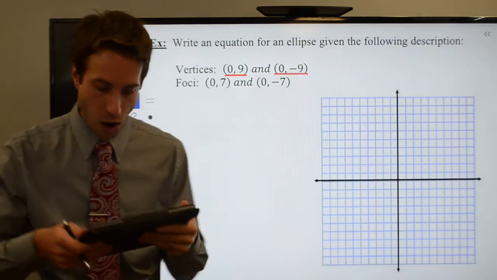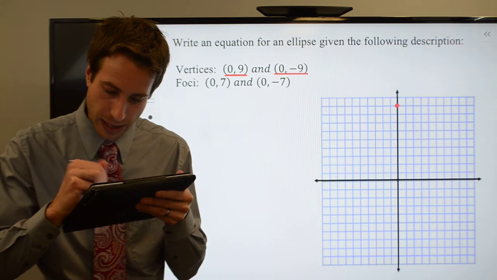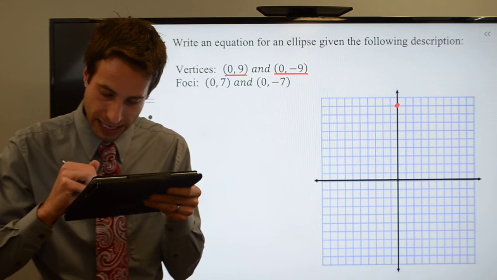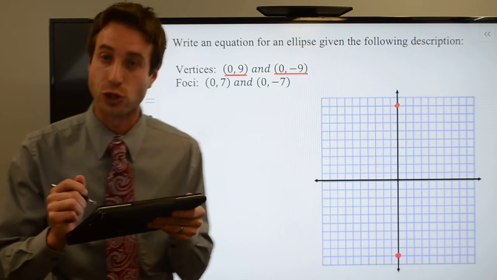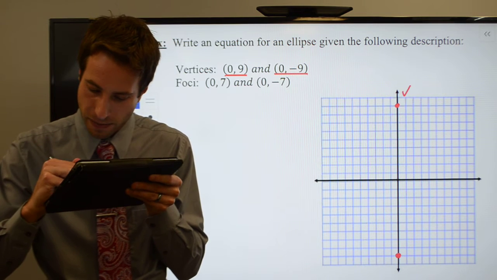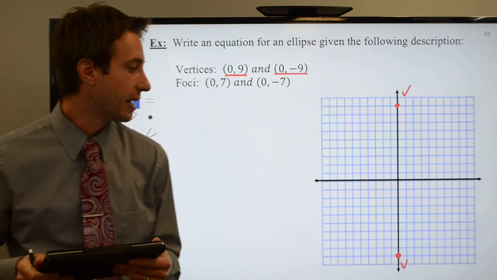x is 0, y is 9. That's that point right up there. x is 0, y is minus 9. That's that point right down there. So what I have is a vertex there and a vertex right there.